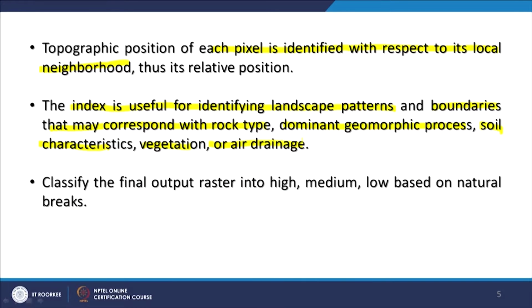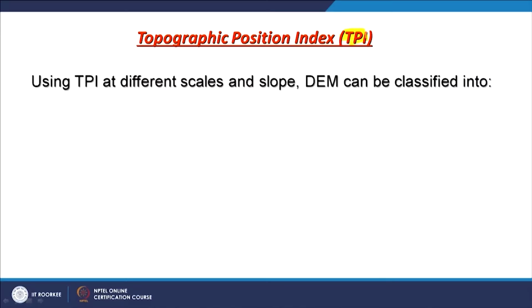Classifying this final output raster into high, medium or low based on natural breaks can also be done once this analysis is completed. And this index, that is the topographic position index, is also applicable to bathymetric data. That means not only for the land part which is above mean sea level, but it can also be done for subsurface conditions. In short we call it TPI, or topographic position index, because in much literature or in software you may find this term TPI in short.